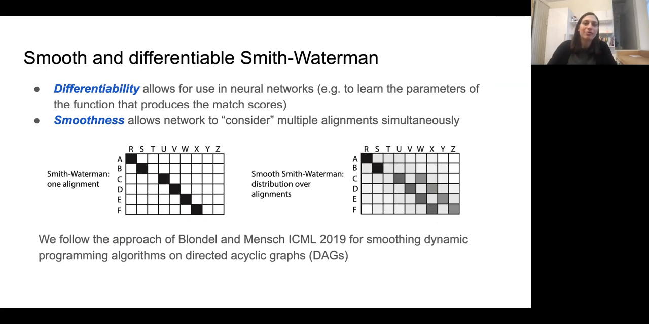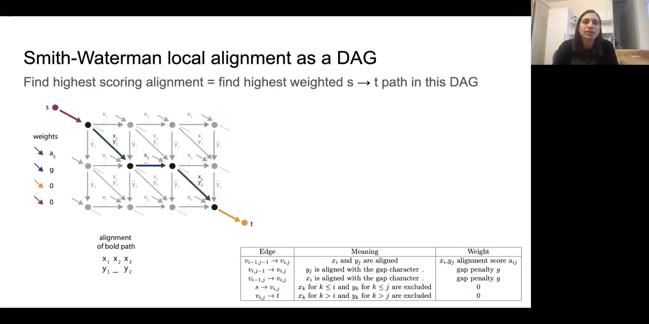And to do so, we follow the approach of Blondel and Mensch in their ICML paper from 2019 regarding smoothing dynamic programming algorithms on directed acyclic graphs, or DAGs in general. So they have a really general formulation, and we took that and applied it in our case. To explain how it works, I'll first talk about how we can think about the traditional Smith-Waterman algorithm as a problem on a DAG.